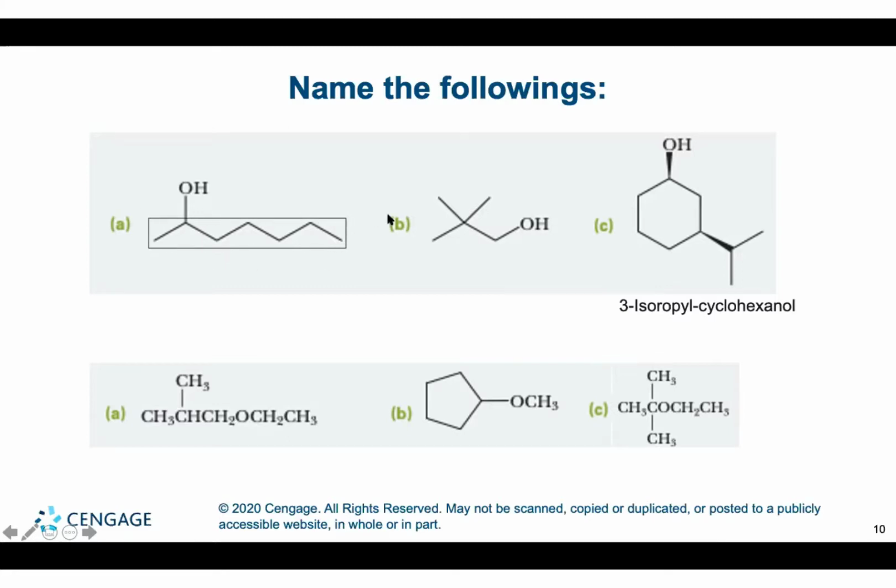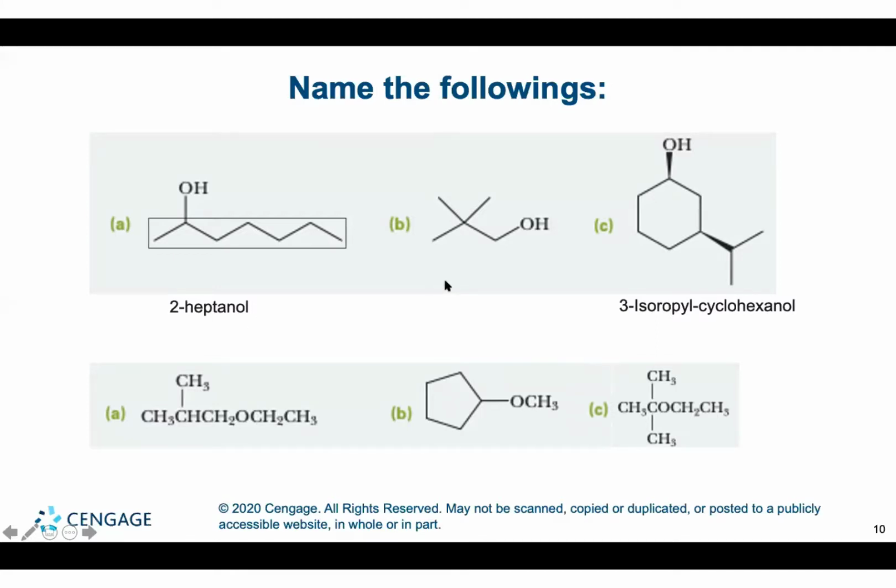I put a box around it. And we should start numbering from the left side or the right side? From the left side. Why? Because I reach the carbon that has an OH sooner. So what would be the name of it? I should make sure to say that on carbon 2 I have an OH group, and it has 7 carbons in it. 1, 2, 3, 4, 5, 6, 7. 2-heptanol.